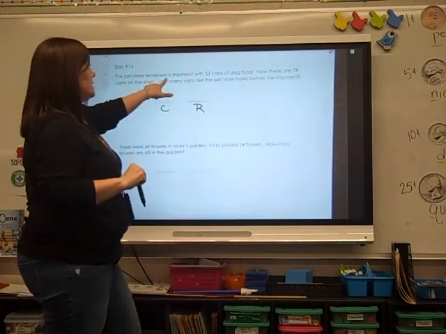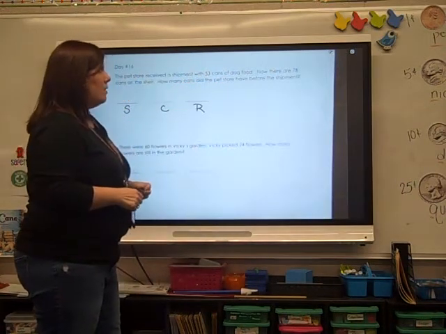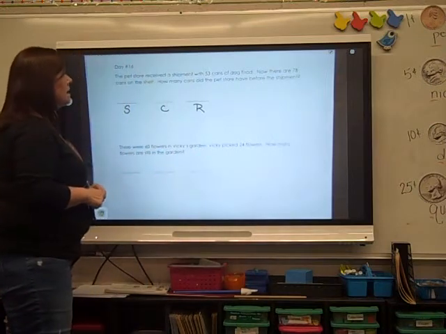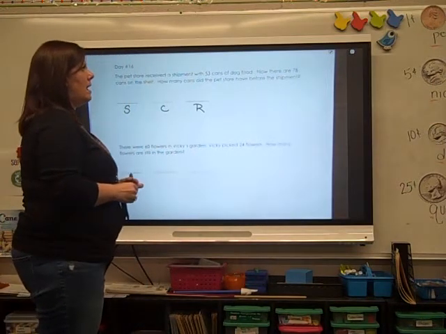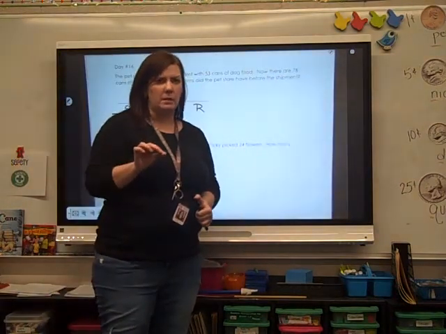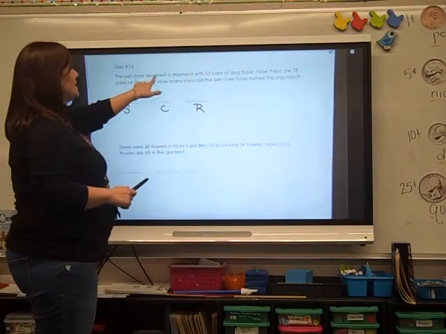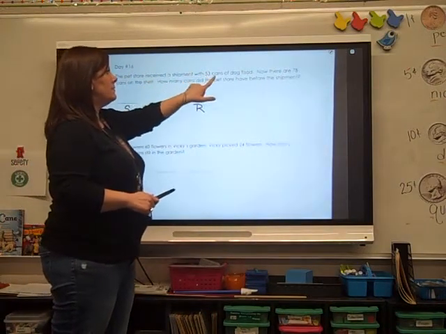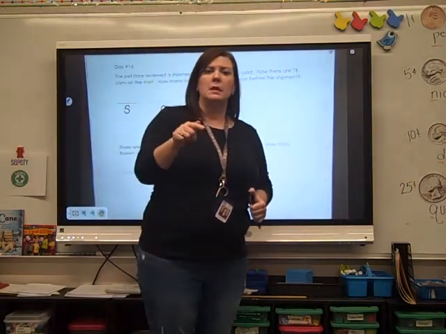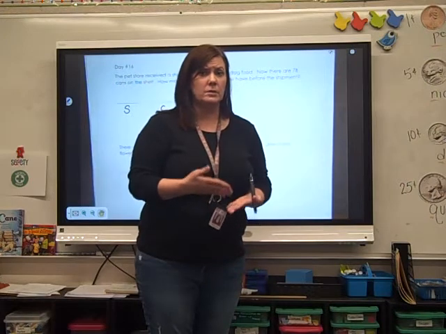The pet store received a shipment of 53 cans of dog food. Now there are 78 cans on the shelf. How many cans did the pet store have before the shipment? Okay, this one is super tricky. This pet store received a shipment of 53 cans of dog food. That's tricky because did it tell me how many cans of dog food were at the shelter to begin with?